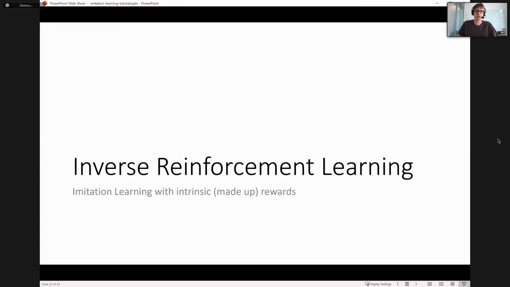Now let me talk about another type of imitation learning, which is called inverse reinforcement learning. Inverse reinforcement learning is also known as imitation learning with intrinsic rewards. Intrinsic is a word which roughly means I'm making the rewards up. I'm constructing them myself rather than obtaining them from someone who's specifying the problem for me.